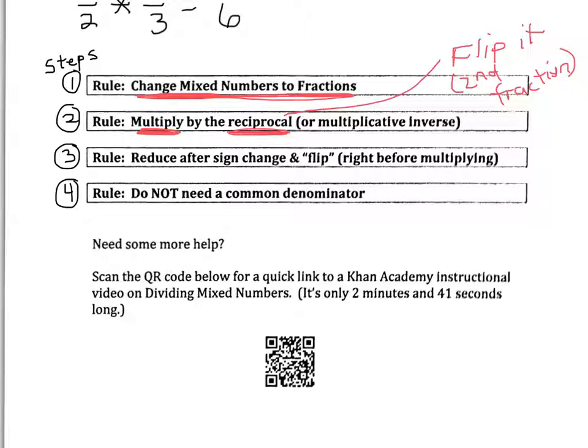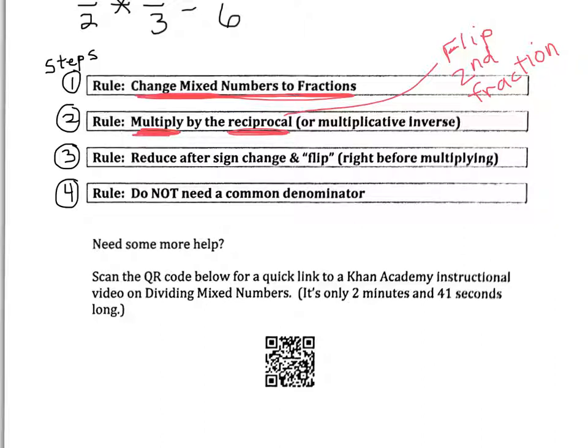Wow, that's not very neat. Let me try again here. You flip it, and what I'm talking about is you flip the second fraction. So reciprocal means flip. And which one do you flip? The second fraction. Not the first. It does matter. Flip the second. And you multiply now.